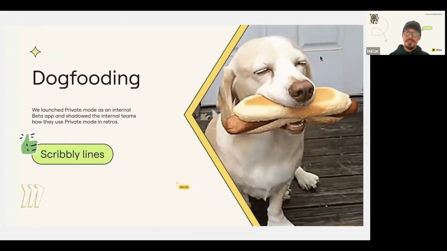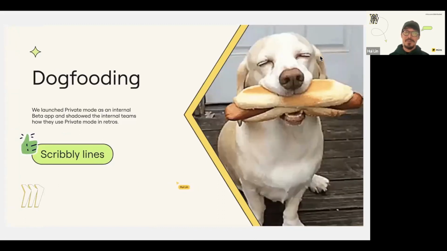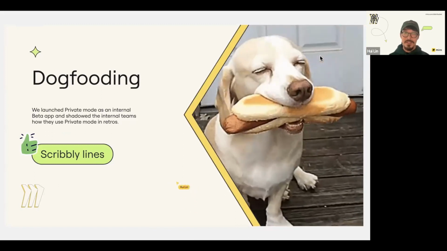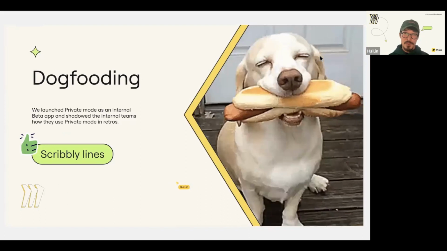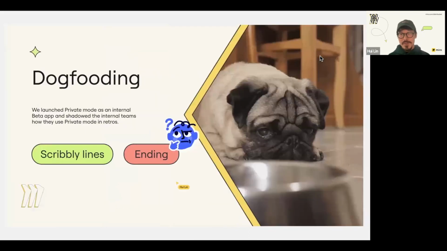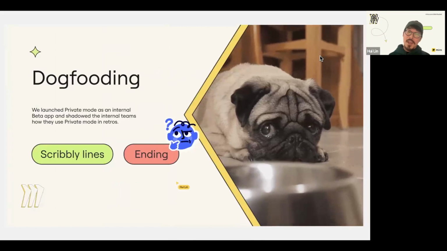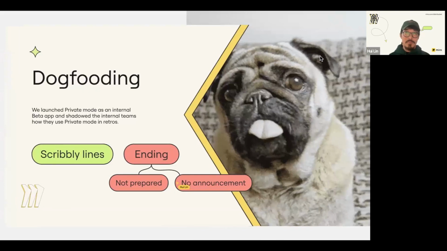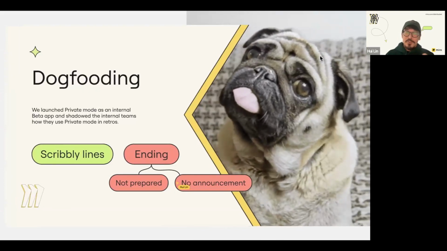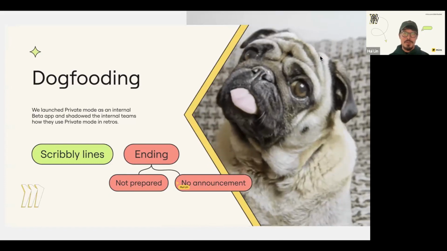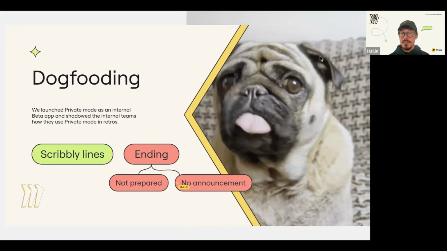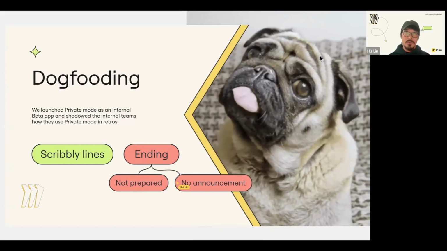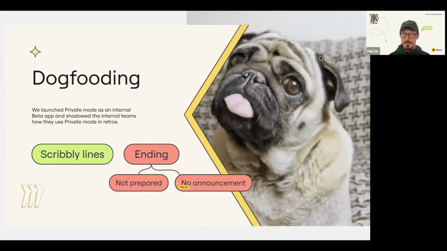The first finding, very happily, is that scribbly lines are liked by everybody, which validates our hypothesis from the very beginning that the feeling of presence is very important in our tool. But at the same time, we also received a few pieces of user feedback with questions around the ending part. Some participants felt they were not fully prepared when the facilitator ended the private mode. Either they were still writing inputs in the sticky notes, or there was no visual announcement on the board from the facilitator.